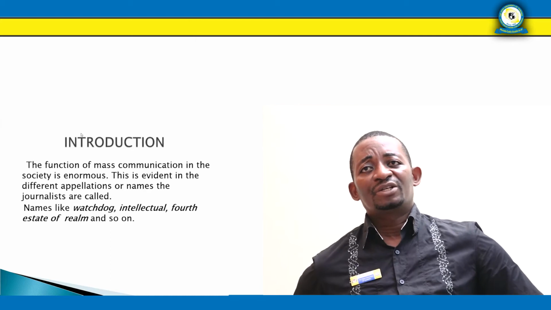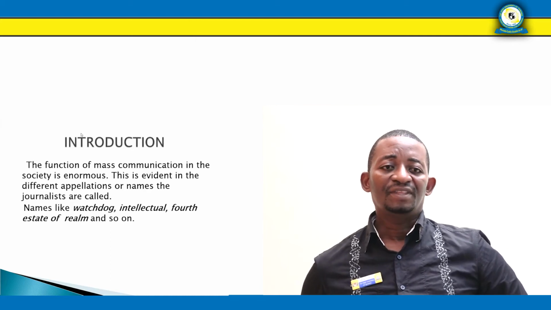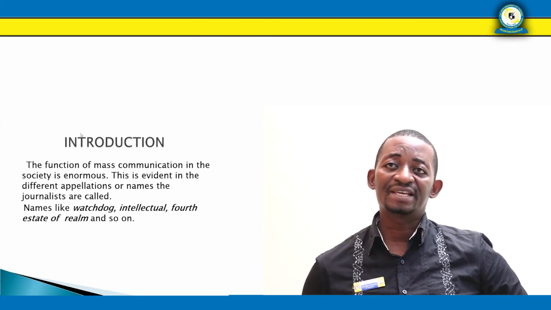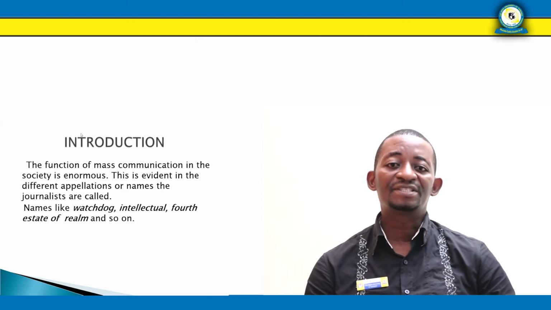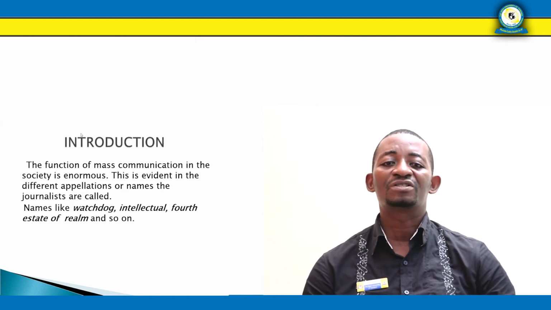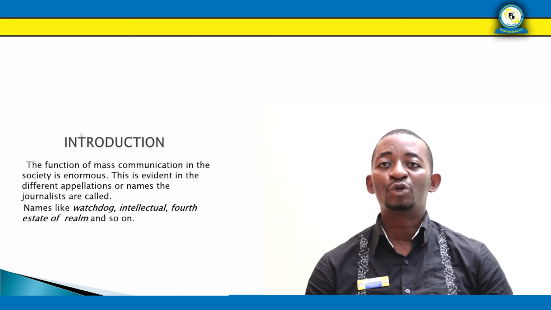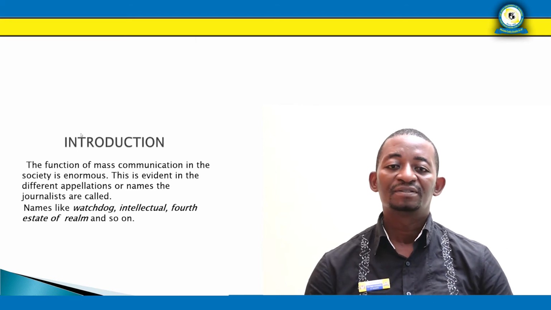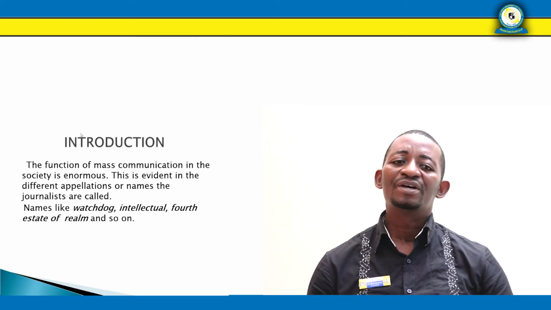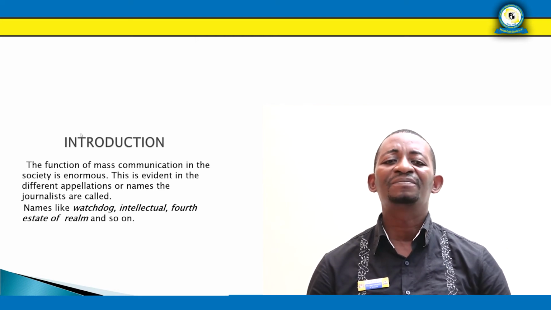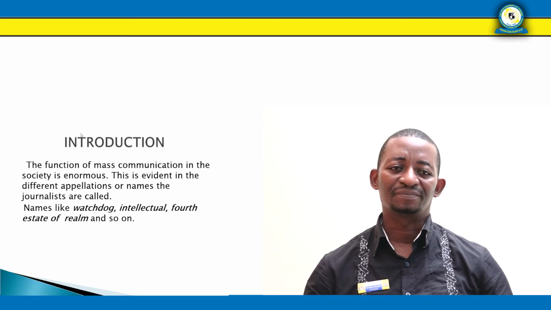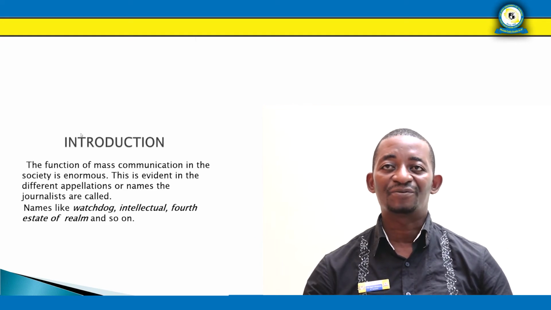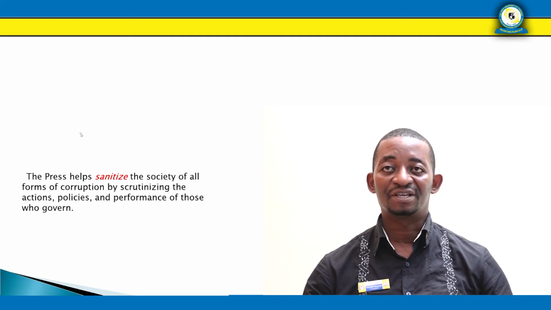As a part of introduction, we are saying that the function of mass communication in the society is enormous. This is evident in the different appellations or names that the journalists are called. For example, we have names like the watchdog, intellectual, the fourth estate of the realm, and so on and so forth. That's a function of mass communication.